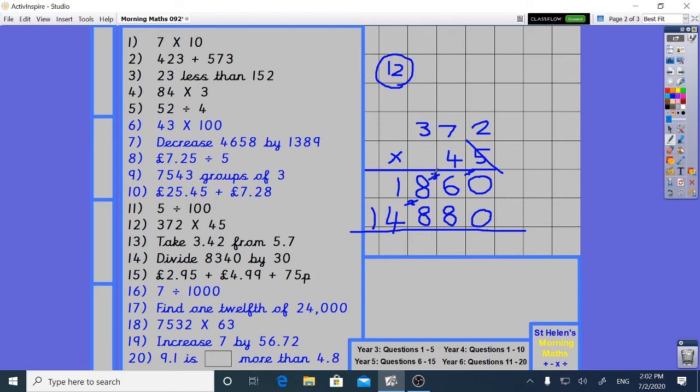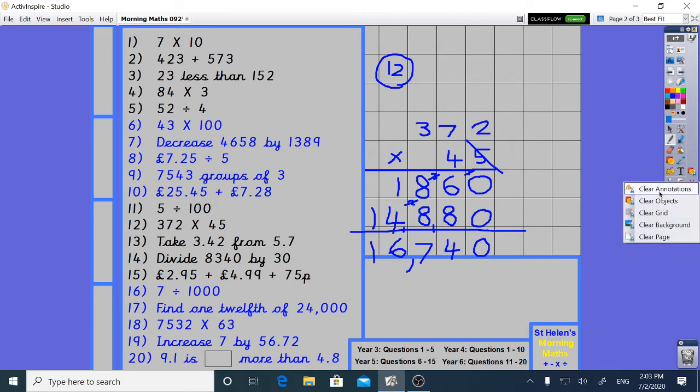Cross out the little 1s and 3s and 2s because I don't need them anymore and I don't want to accidentally add them. I'm adding my 2 answers now. 16,740. Should it end in a 0? Yes, 5 times 2 makes a 0, so 5 times 2 is 10, so it should end in a 0.